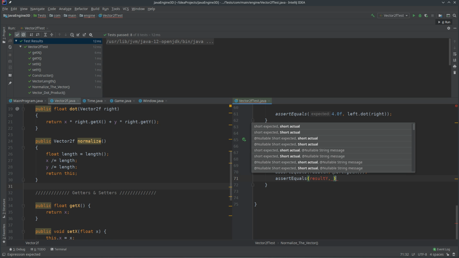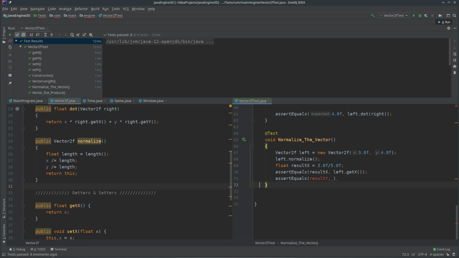Can you get out of the way? Get off, go away. Stop it. I can't see what I'm doing. Oh, God. Left dot get y. Thank you. That's all I need to type in. And that's float result y equals whatever, had 4 over 5, isn't it? 4.0f over 5. You should rigorously test, by the way, not just do what I'm doing, which is simple.